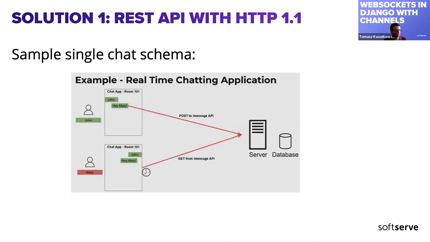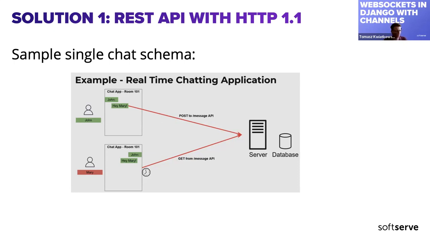So the first solution that might come to mind for this particular problem would be to use a REST API with HTTP 1.1. Based on this schema, we would have some sort of server with a REST API that is available for the users and for the application itself. Each user might have a possibility to sign up or enter the room, let's call it the chat room. And once the user enters the room, the user might also have a possibility to send a message.